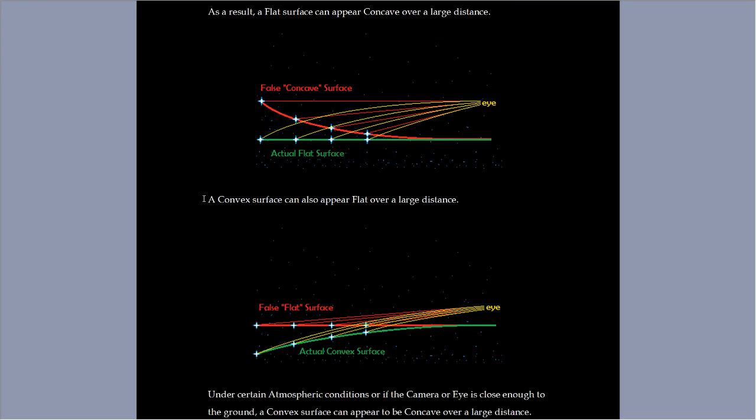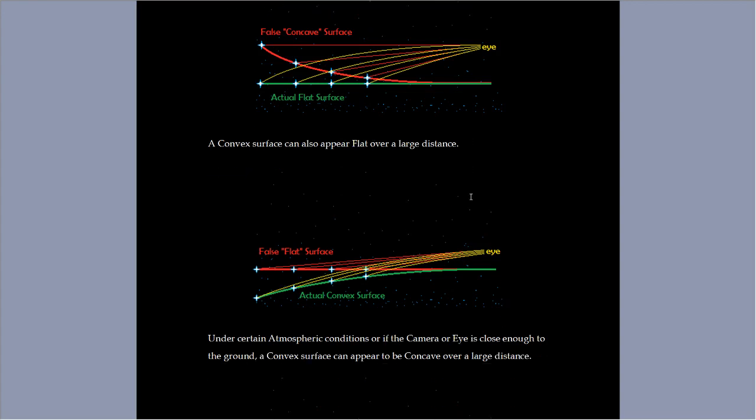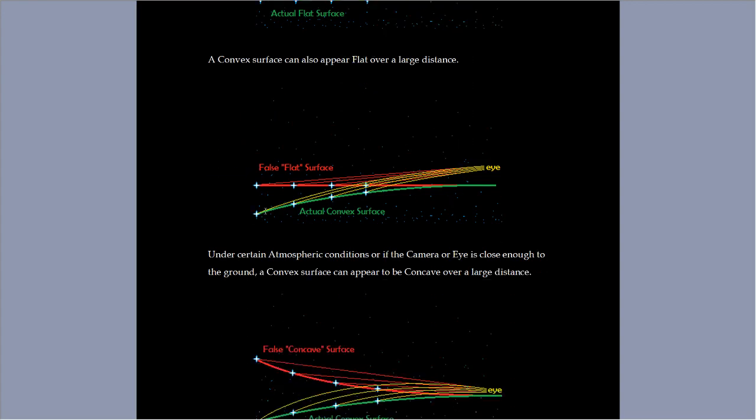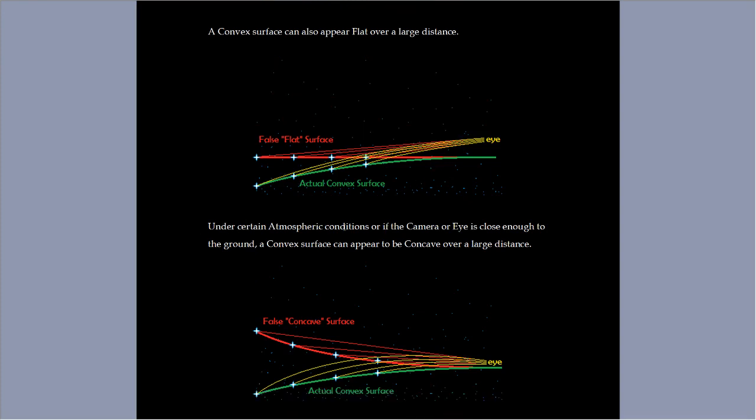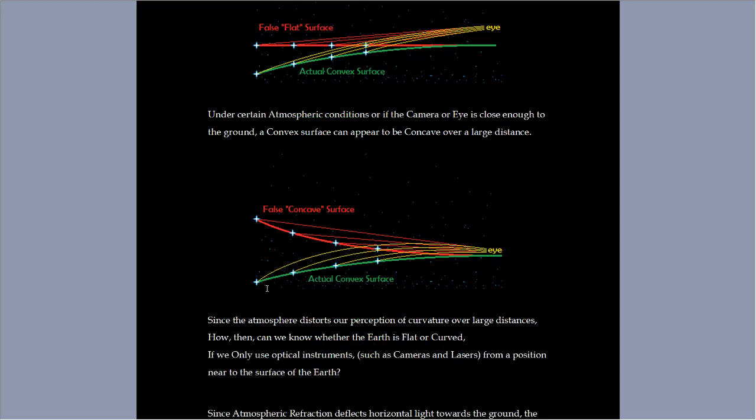A convex surface can also appear flat over a large distance. Here we see a convex surface. And in this particular case, it appears to be flat. Under certain atmospheric conditions, or if the camera or eye is close enough to the ground, a convex surface can appear to be concave over a large distance. Here we see this.